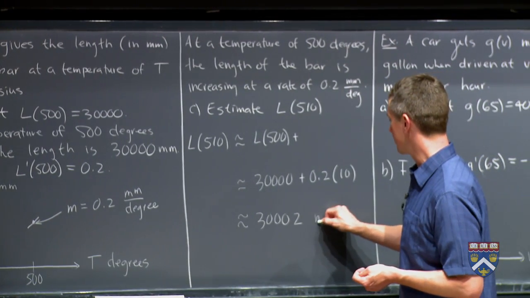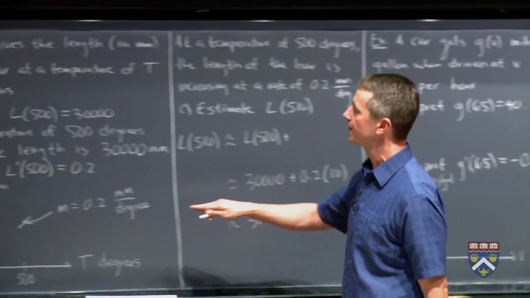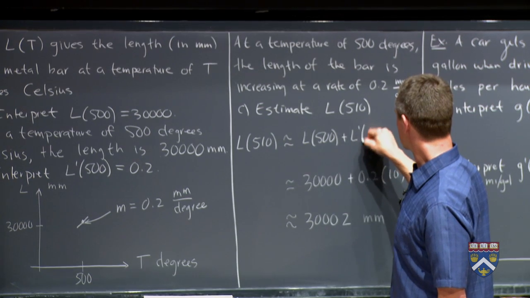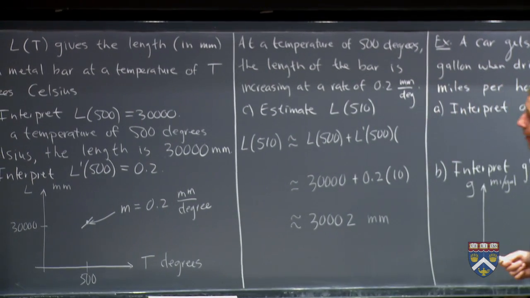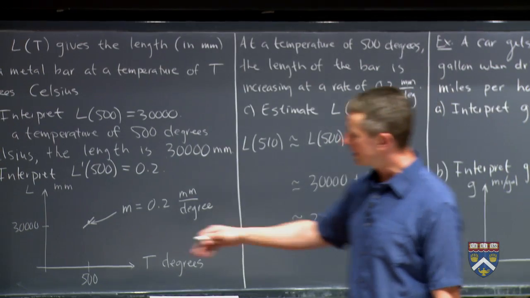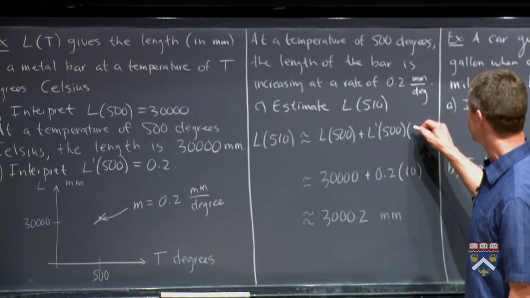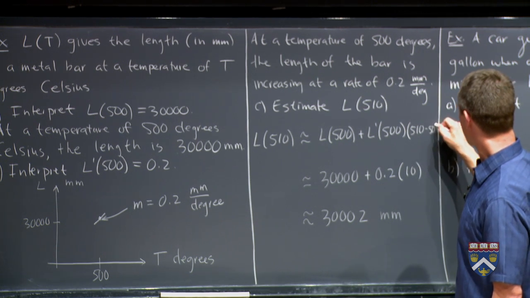This ended up being in millimeters, right? But what was the 0.2 in the language of math? That was our L prime of 500. And where did the 10 come from? That came from you started at a temperature of 500, you moved over to a temperature of 510. So we took 510 minus 500.